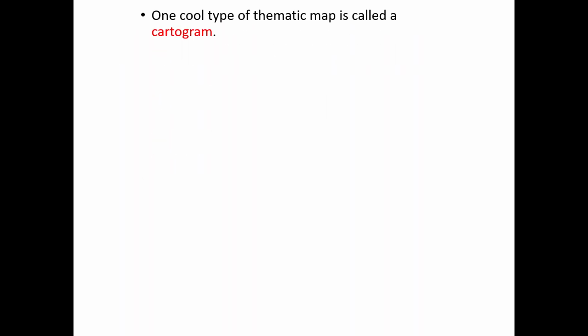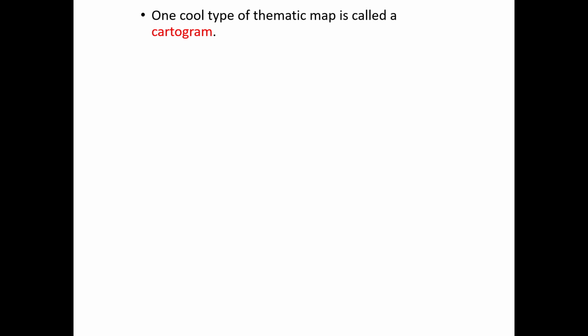First, there are a few other things to learn about maps. One other type of thematic map is a great type called a cartogram. Cartograms are excellent because they're, I think, fairly intuitive to read. They manipulate the size of objects to reflect how much data they have.